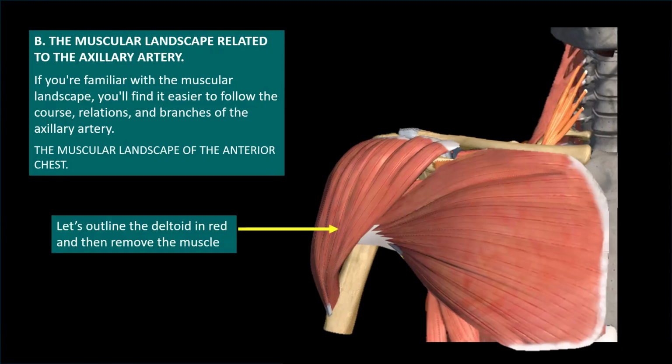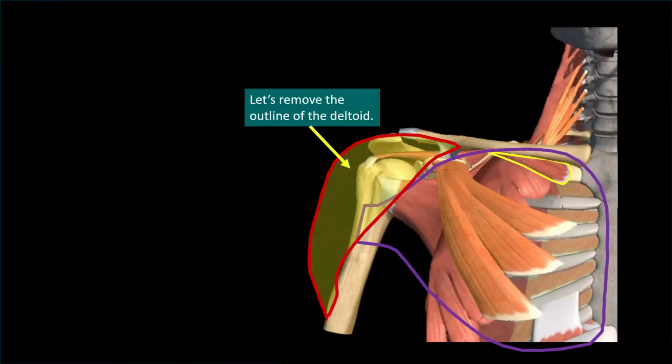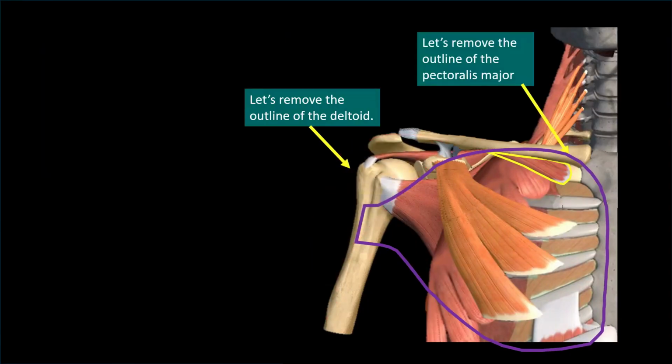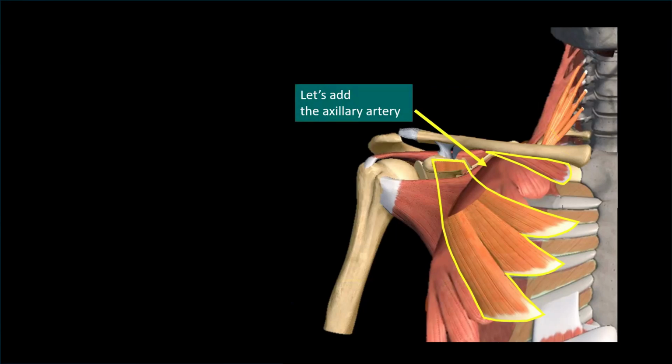Let's outline the deltoid in red and remove the muscle. Let's outline the pectoralis major in purple and remove the muscle. Let's remove the outline of the deltoid. Let's remove the outline of the pectoralis major. Let's outline the pectoralis minor in yellow and remove a part of it. Let's add the axillary artery.